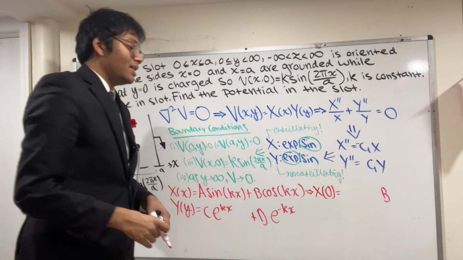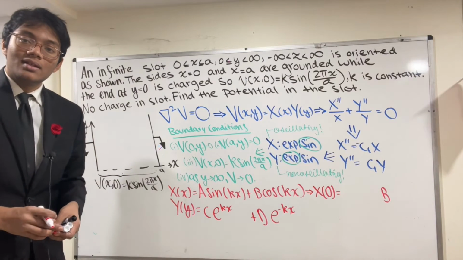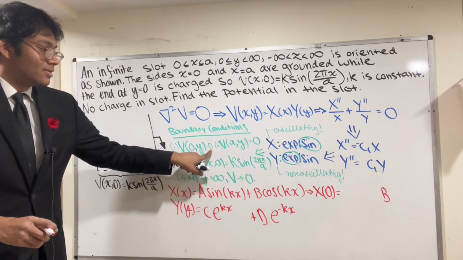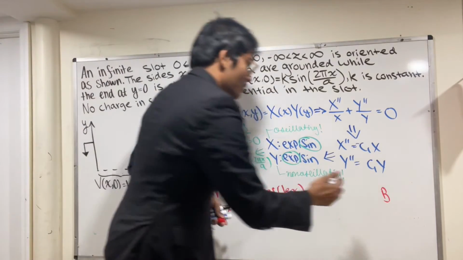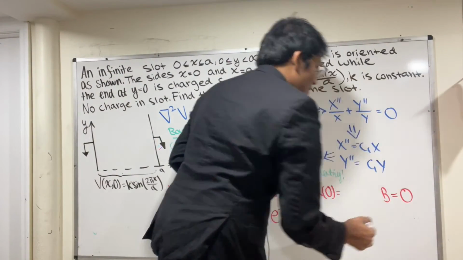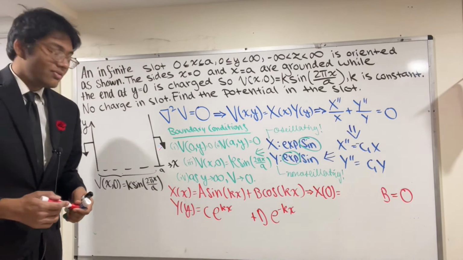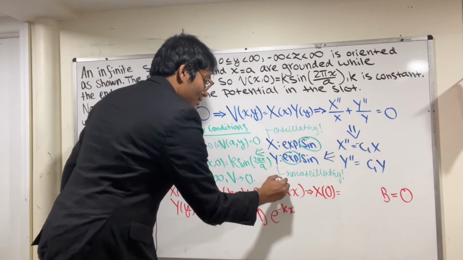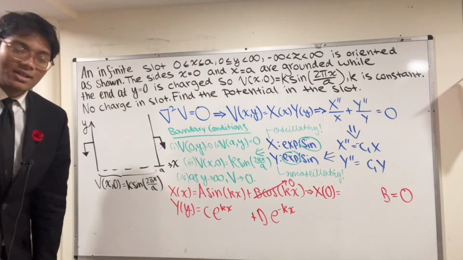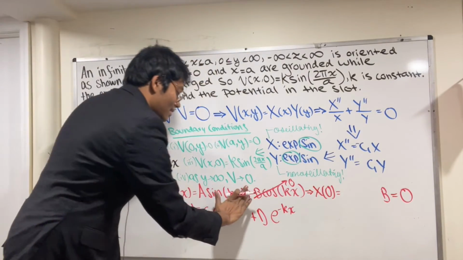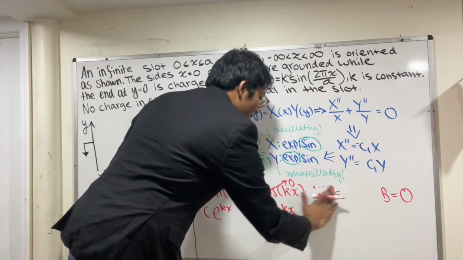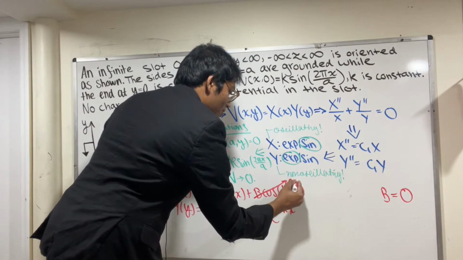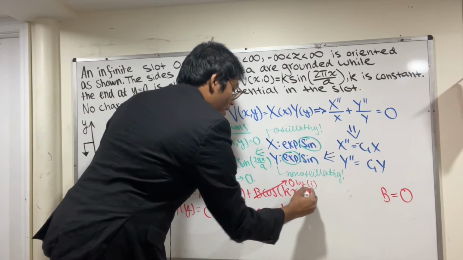And so we're left with b. X of 0 is b. But what does the potential have to be when x is 0? That's right, it has to be 0. So that means our constant b is 0. Oh, what do you know? That means this whole term is gone. So we can take it out. Let me just write that this is 0 by our first boundary condition.